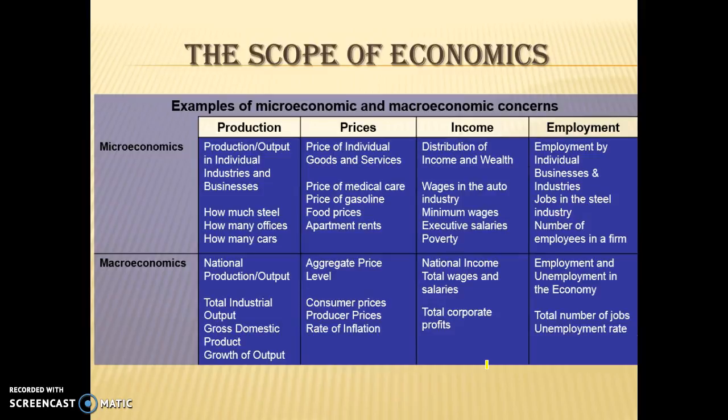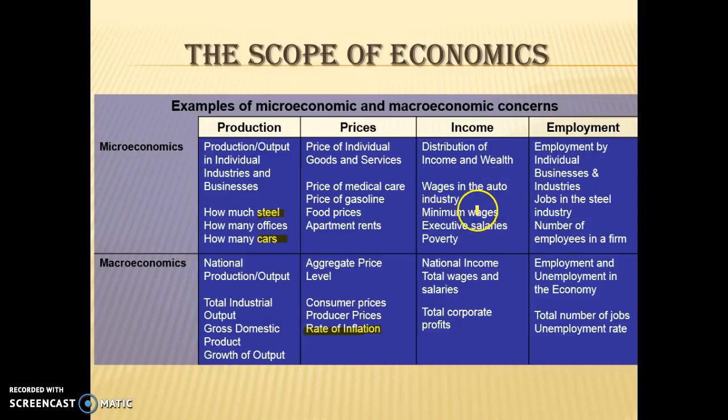And this last slide is just a summary of some of the things we'd be looking at within micro and macroeconomics. So in terms of production, microeconomic questions would be how much steel are we going to produce, how many cars. Macroeconomics, looking at things like gross domestic product, total level of output. Prices, we're looking at prices of individual products, where in a macro sense we're looking at average level of prices in the economy, or the rate of inflation, how much prices are going up by on average.